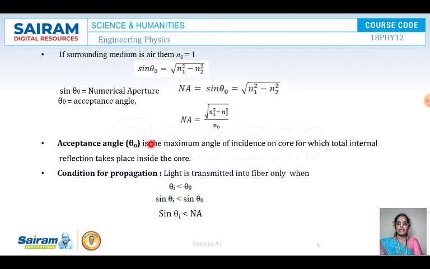Now what is the angle of acceptance? It is the maximum angle of incidence on the core for which total internal reflection takes place inside the core. What is the condition for propagation? Theta i is less than theta naught. Taking sin on both sides, sin theta i is less than sin theta naught, and sin theta naught is nothing but NA. So sin theta i is less than NA. This is the condition. That means in order to undergo total internal reflection, theta i should always be less than theta naught. This is the condition of propagation.